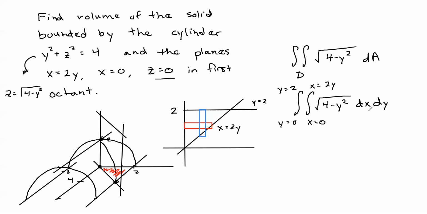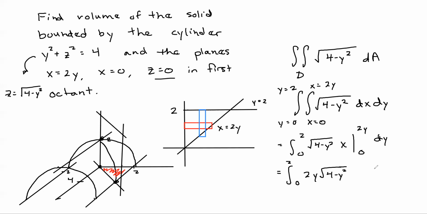Okay, I'm not going to do the whole integral here, but I do want to show you how easy this is if you do it in this order. The antiderivative of root 4 minus y squared dx, where root 4 minus y squared is all a constant, so just ignore it, is x, and so you get x from 0 to 2y, dy. Then we'll have the integral from 0 to 2, plug in 2y, and so you're going to have 2y root 4 minus y squared, and then you plug in 0 and you get 0, dy.